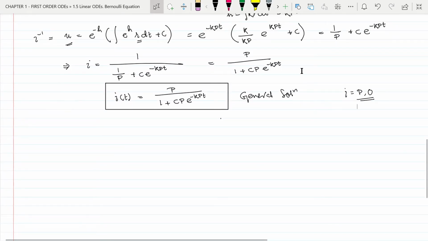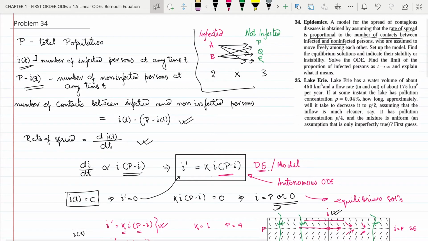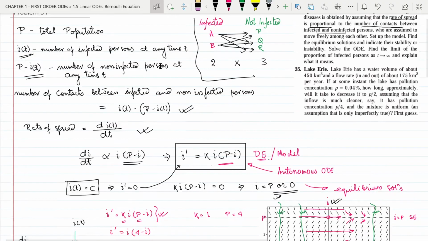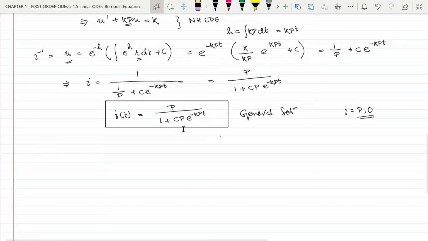Now let us understand what this solution means. This solution gives I as a function of t. We know it is the number of infected persons at any time t. So this function or this solution gives the number of infected persons at any time t.